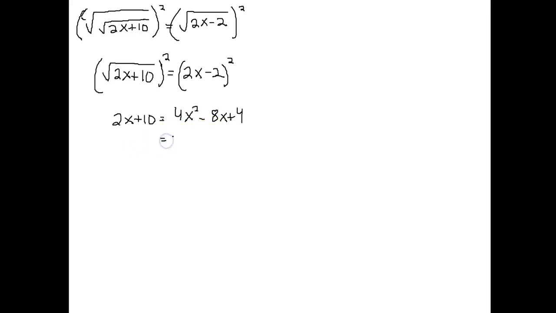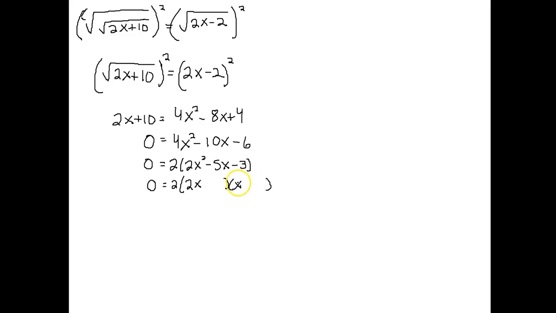Let's see. Subtract 2x from both sides. Subtract 10 from both sides. All right. I could factor out a 2. Two x squared minus 5x minus 3. What will that factor into? If you want to use your AC method or your guess and check method, either one will work here.